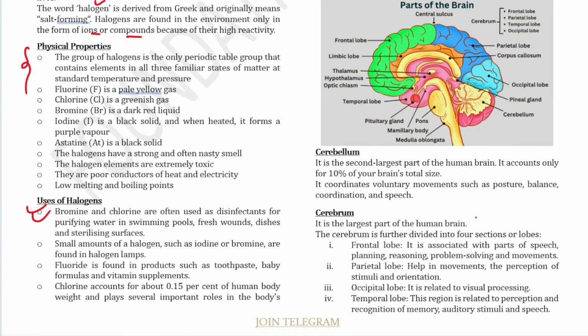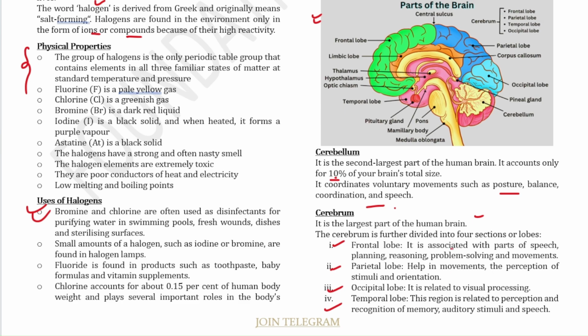So this image here shows the parts of the brain, okay? And then cerebellum, okay? Cerebellum is the second largest part of the brain, and it accounts for only 10% of your brain's total size, okay? This cerebellum coordinates voluntary movements such as posture, balance, coordination, and speech. And cerebrum is the largest part of the human brain, and it has 4 sections, okay? That is frontal lobe, parietal lobe, occipital lobe, and temporal lobe.